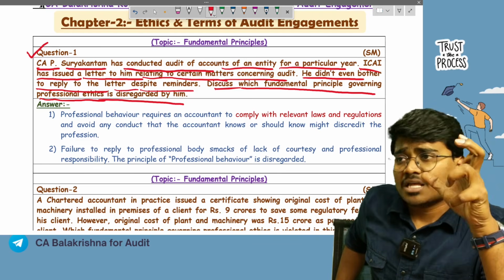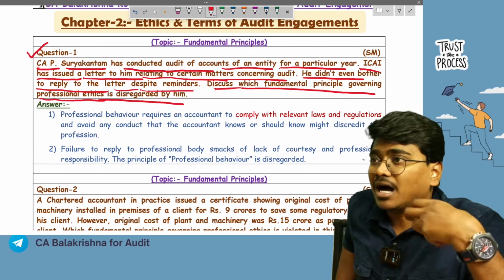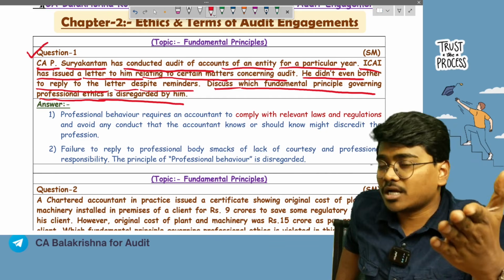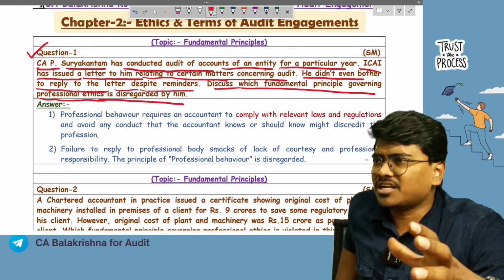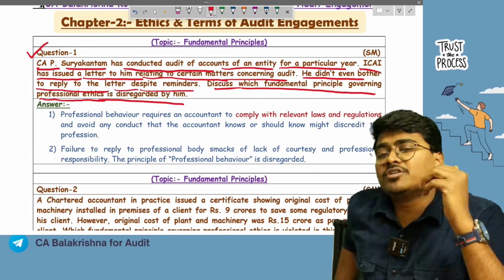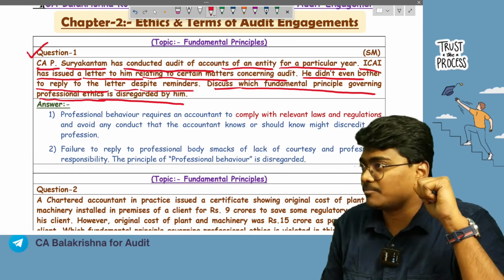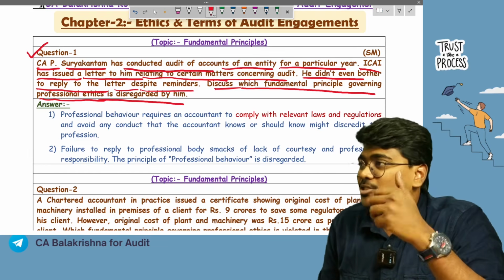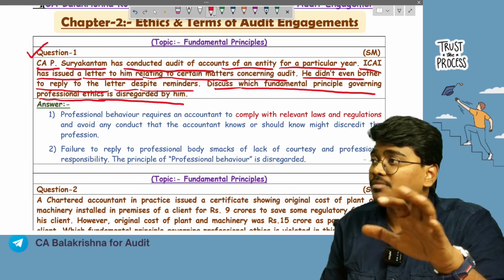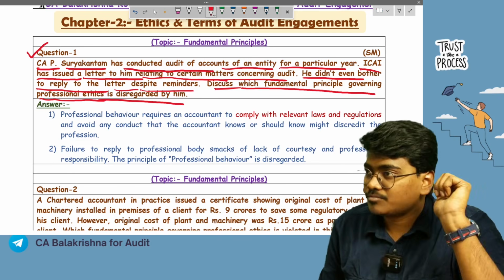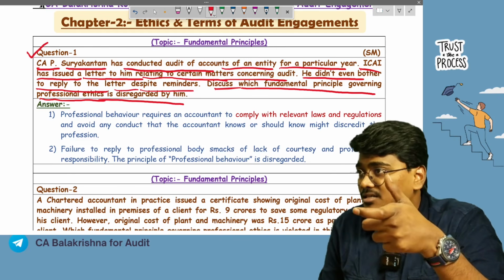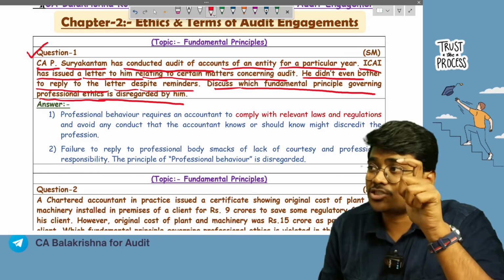Now, here the ICAI has asked the respective chartered accountant CA Suryakantam to furnish certain information with respect to the audit that she has done, but she didn't respond to that. She took it light. So here, which fundamental principle has not been followed by her?